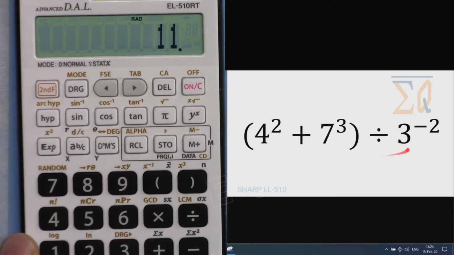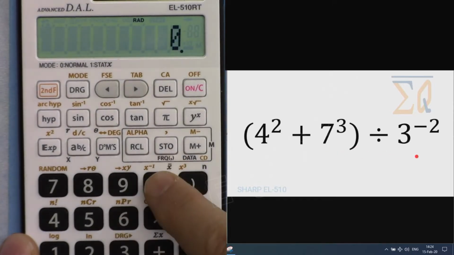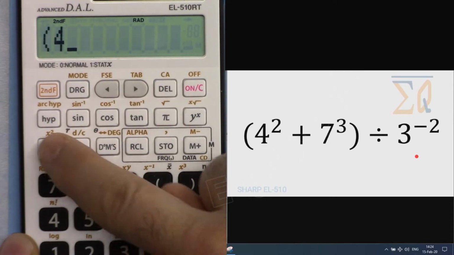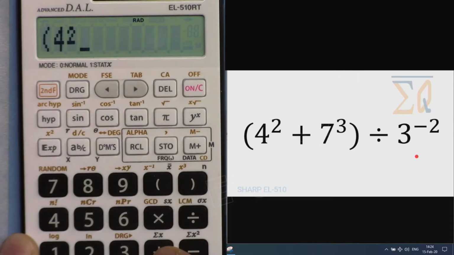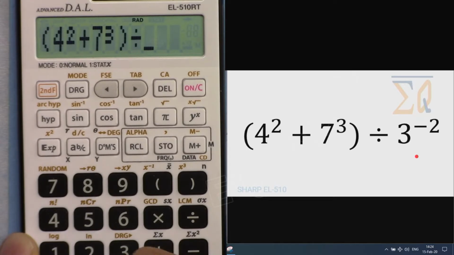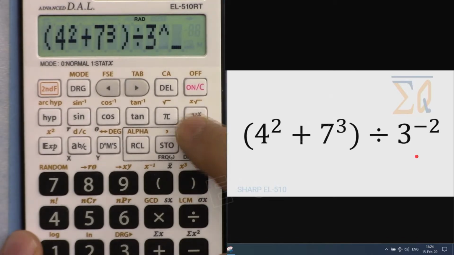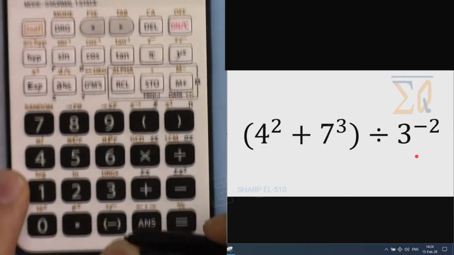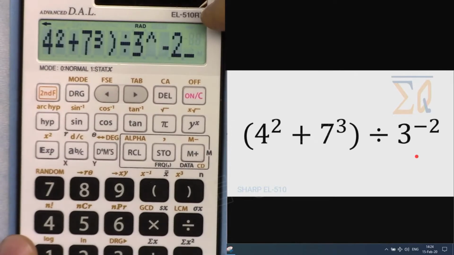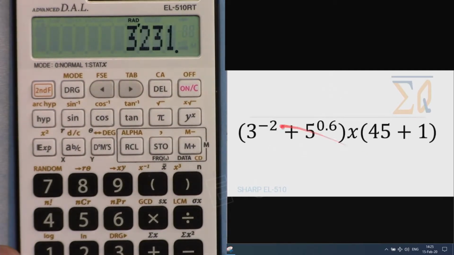Now let's see how we can do this type of calculation. Let me open the parenthesis, 4 second function squared plus 7, and then I'm going to use cube to make it cleaner, and then divided by 3 to the power minus 2, 3 to the power minus 2, I'm using this minus, and that's the value.